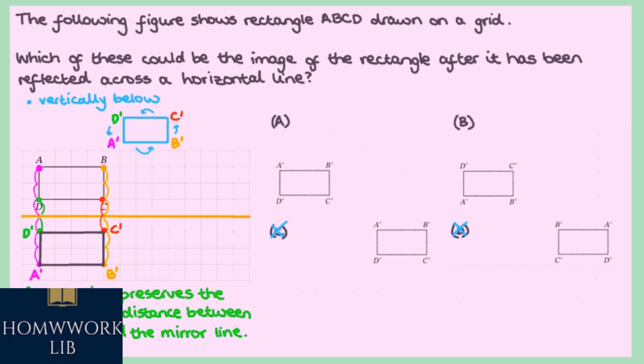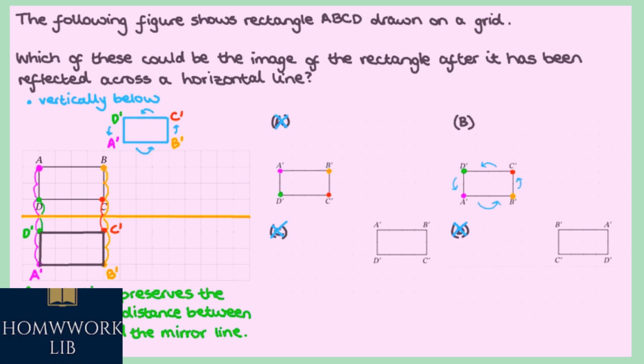Now, looking at the 4 options, we can rule options C and D out straight away because they are in the wrong position on the grid. They are actually in the position corresponding to a reflection in a vertical line, although we would need to consider the relative positioning of the vertices to determine which is correct.